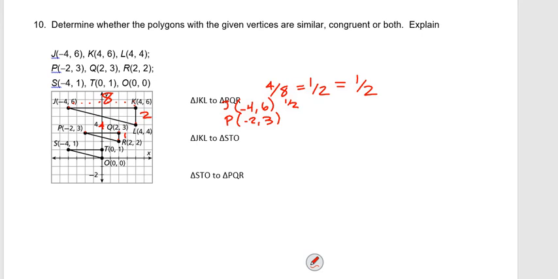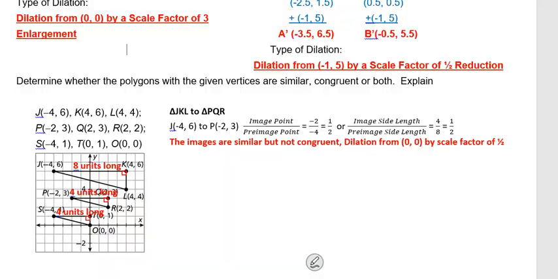And so then what can we say about this? We can say that the images are similar. They're not congruent because they're not the same size. So we could say that they are similar, but they're not congruent. And they're similar because they are a dilation from 0, 0 by a scale factor of 1/2. So let me show you that. So now, the images are similar but not congruent, the dilation from 0, 0 by a scale factor of 1/2.